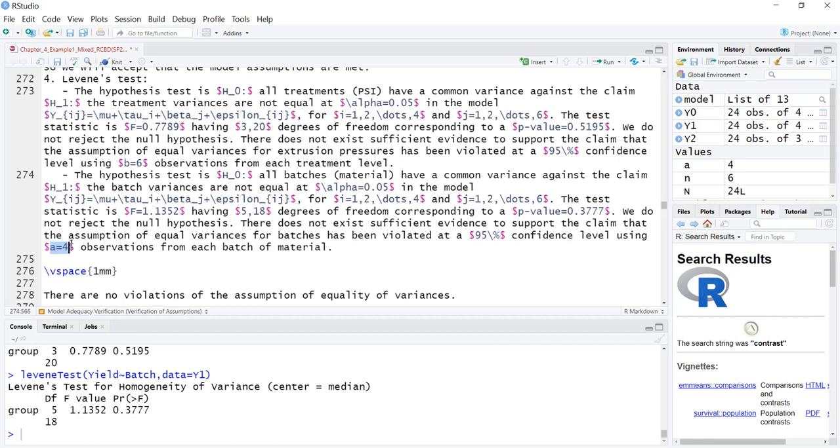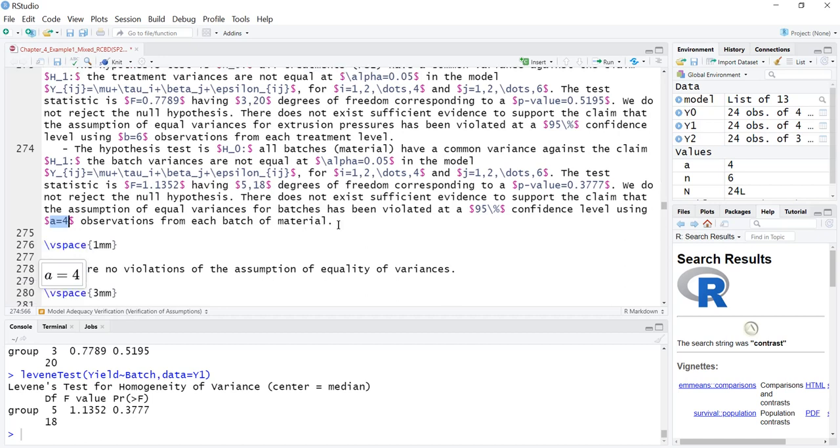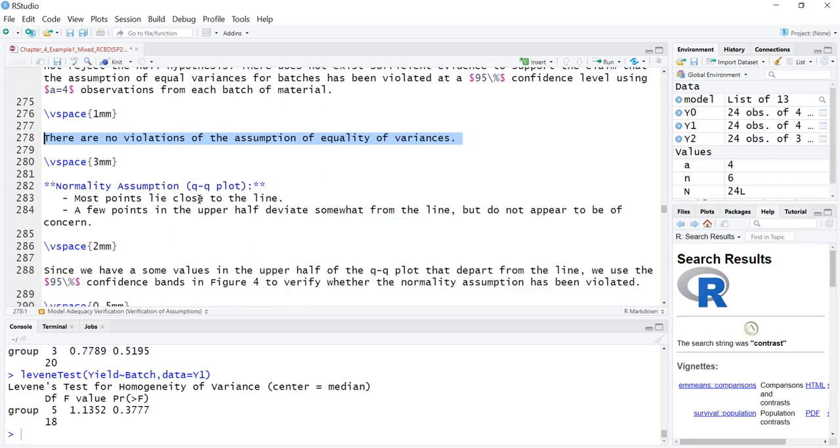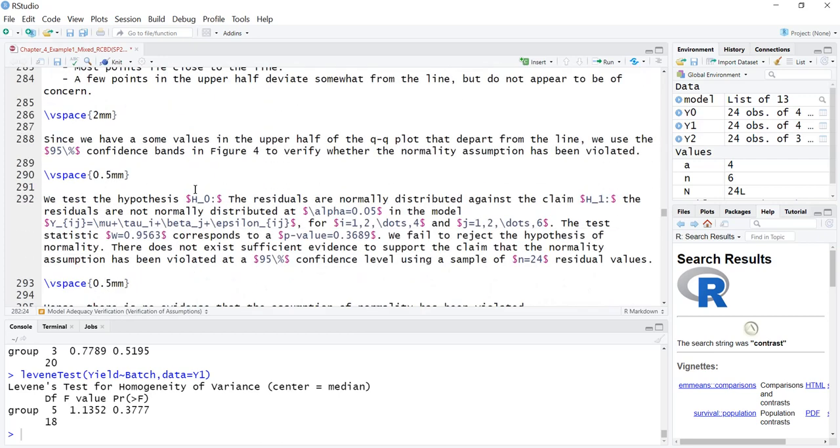So here's the 4 different treatments. Each treatment has the 6 different batches. Each batch has the 4 different treatments. So we have to look at it there. So there are no violations of the assumption of equality of variances here. Okay, so we've shown that without a doubt with Levene's test by doing both of those tests. Now we need to look at the normality assumption.